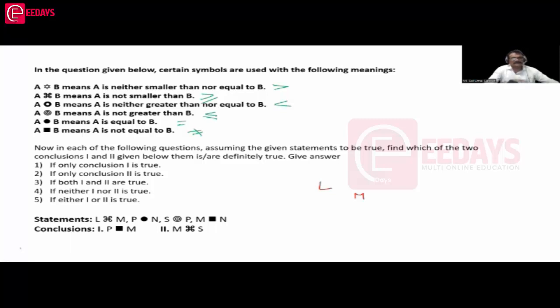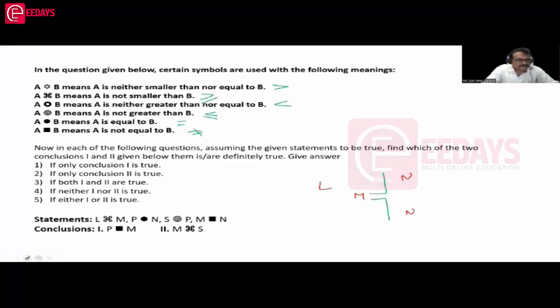Next, find the relation with respect to either n or m, l or m. Here m is there, m is not equal to n. Whenever a not-equal-to relation is given, we must be very careful. If greater than or less than is given, there is no problem. Right, that is the end.